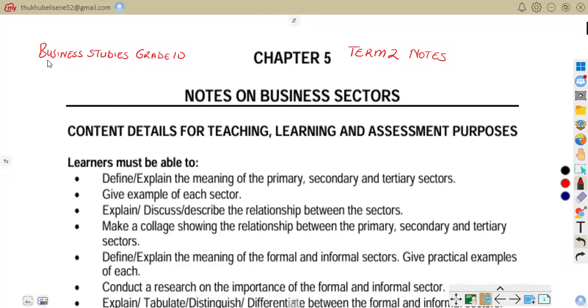As we are still on Business Studies, Grade 10, Term 2 notes, we are under notes on business sectors.